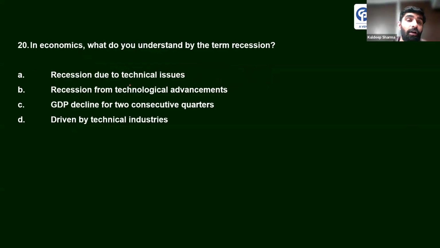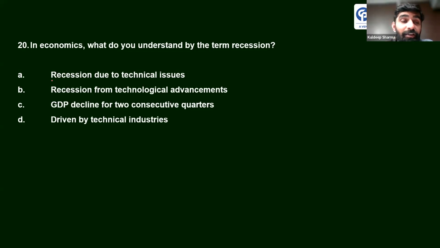Last question for today. In economics, what do you understand by the term recession? Recession is a very oft repeated term which comes up repeatedly in your exam and in your newspaper also. So you have to tell me, what do you understand by the term recession? Is it recession due to technical issues? Second, recession from technological advancement. Third, is it GDP decline for 2 consecutive quarters? Or is it something driven by technical industries?